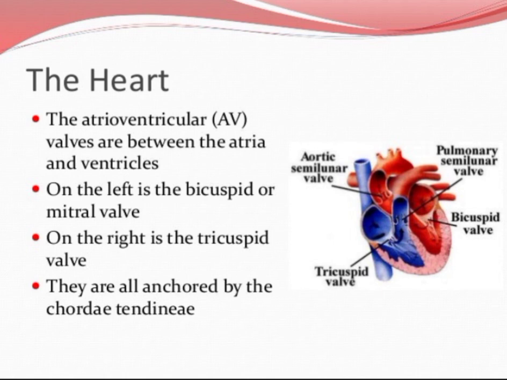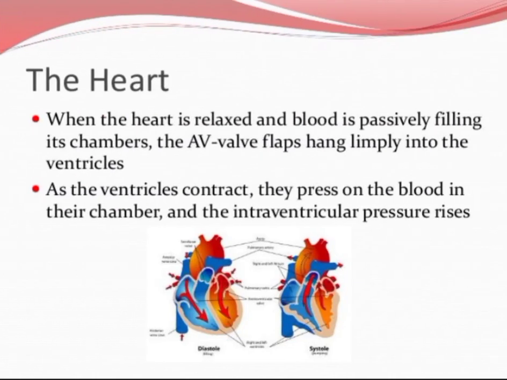The atrioventricular valves are between the atria and ventricles. On the left is the bicuspid or mitral valve. On the right is the tricuspid valve. They are all anchored by the chordae tendineae. When the heart is relaxed and blood is filling its chambers, the AV valve flaps hang limply into the ventricles. As the ventricles contract, they press on the blood in their chambers and intraventricular pressure rises.